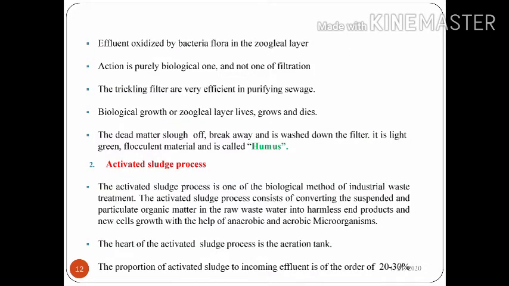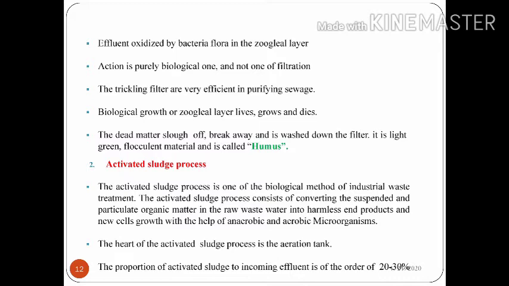As the effluent percolates through the filter bed, it gets oxidized by bacterial flora in the zooglial layer. The action of this filter is thus purely a biological one and not one of filtration as the name suggests. The term filter is a misnomer.